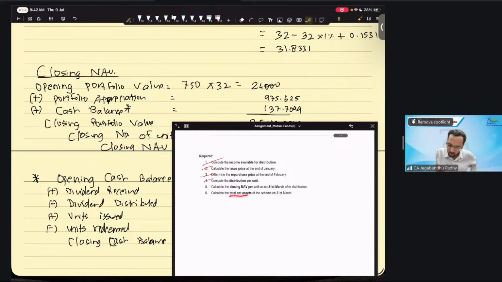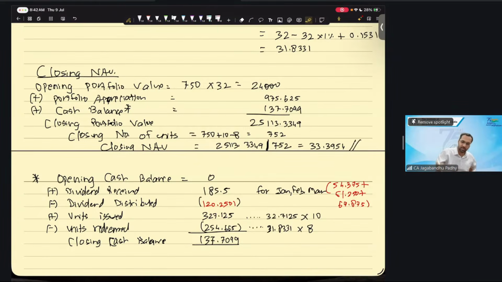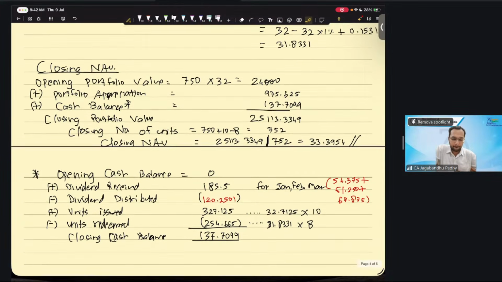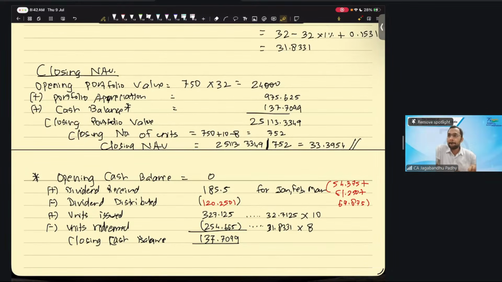Calculate the total net assets of the scheme. Now, total net assets is definitely this total portfolio value. And after dividing it by the number of units, you get the closing NAV. Are you good with this, everyone? Did we get this solution quickly?